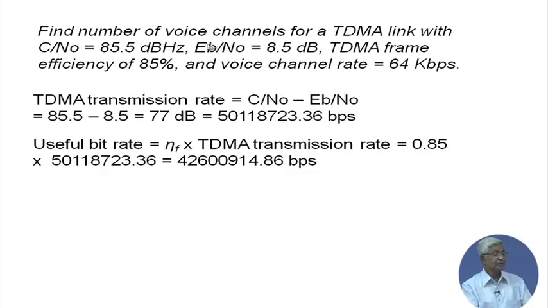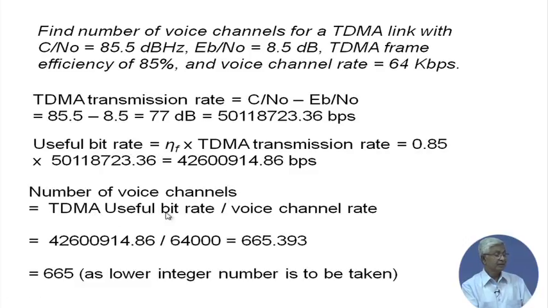Now we have to find the number of voice channels, where the voice channel rate is 64 kilobits per second. Since we have got the useful bit rate, you divide the useful bit rate by the voice channel rate and you get the number of voice channels. Divide this, you get 665.393, and again we have to take the lower integer, that is 665. You cannot take the next higher integer. We have discussed this logic earlier. So this is how some of the small quick examples are given, very simple calculation, but you have to know how to approach this.